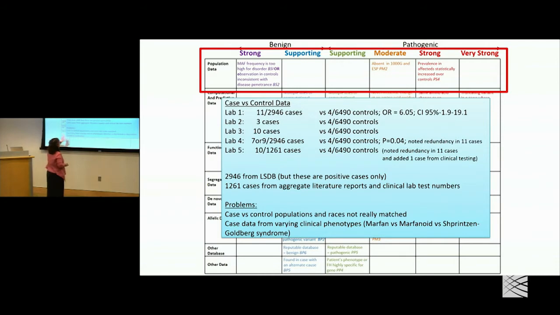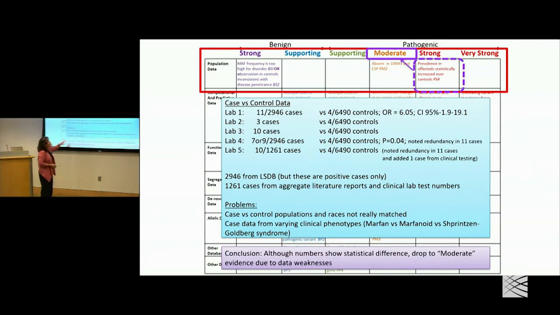So there was a variety of different pieces of evidence. Some said there was a statistically significant increase, but as we all looked at this data and the limitations, we said at best it is not fully statistically significant given the weaknesses. At best, we could call this a moderate piece of evidence based on the observations in these cases.